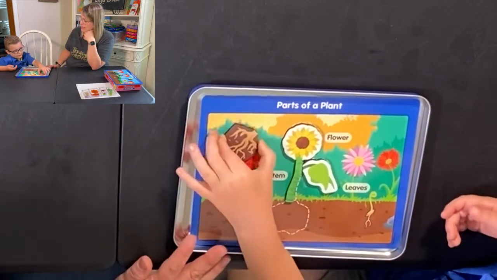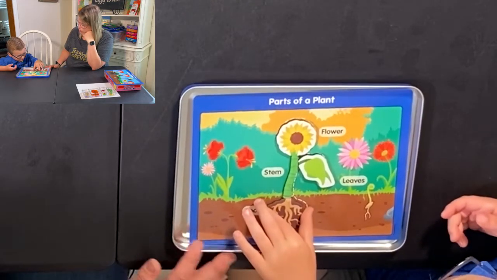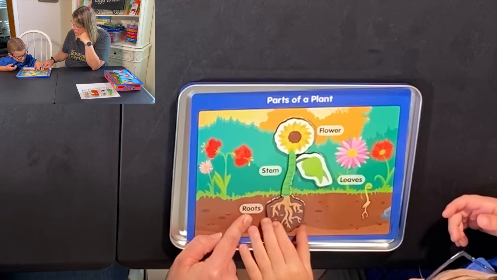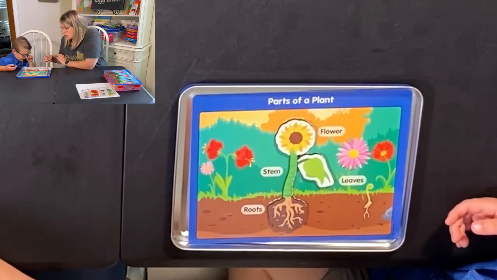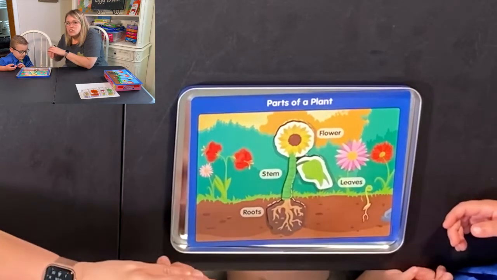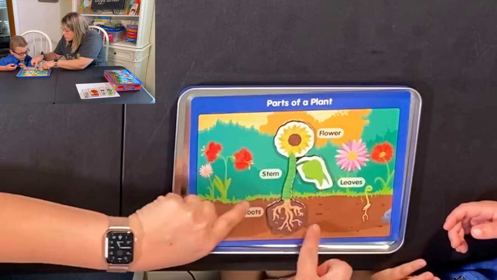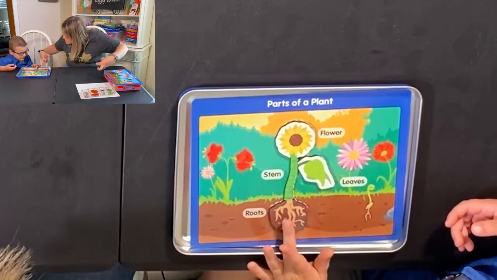And what is the last part? What are those? I don't know. Those are called roots. Say roots. Roots. Roots hold the flower down in the ground. So when you plant a seed in the ground, it starts to develop roots, and these roots kind of spread out, and they almost grab onto the dirt.